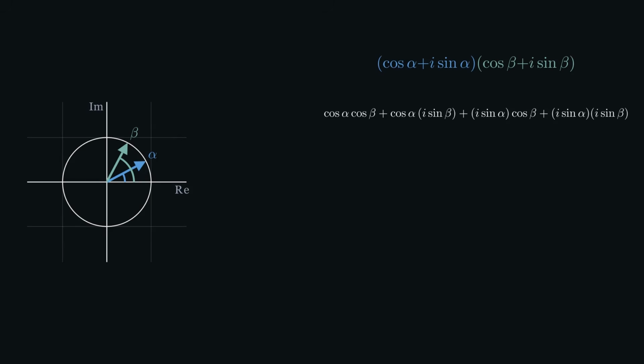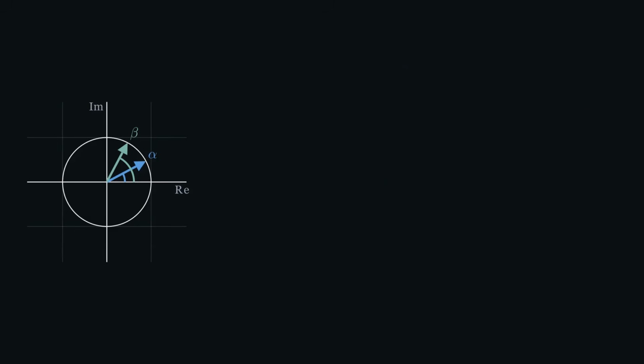That last one's special because it has i times i in it, and i times i is -1. So that term flips its sign. It becomes negative sin α sin β. Now let's sort the pieces. Gather the ones without an i, the real part. We've got cos α cos β minus sin α sin β. And gather the ones with an i, the imaginary part. That's sin α cos β plus cos α sin β.